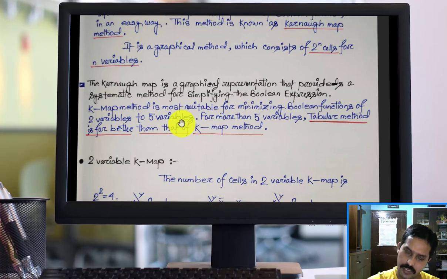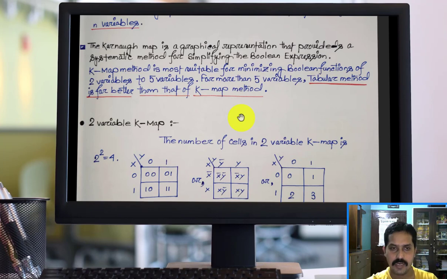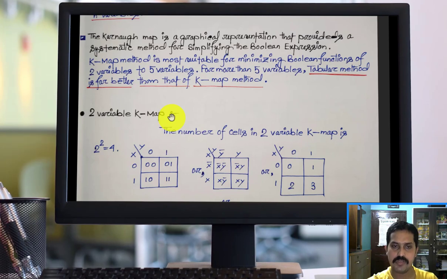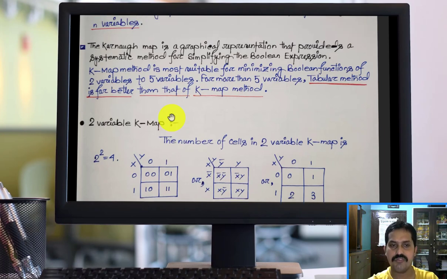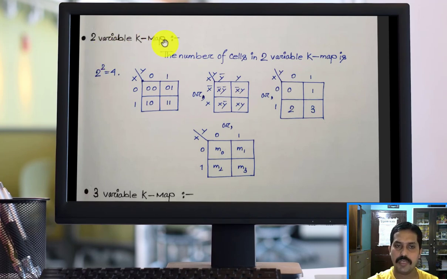We can use the K-map for more than 5 variables, but other methods like the tabular method are far better than the K-map method. So here I will discuss K-map method for 2 variables, 3 variables, 4 variables. But we can also simplify Boolean expressions for more than 5, 6, 7, 8, etc. But it is my suggestion whenever you face more than 4 variables, you should use the tabular method in place of the K-map method.